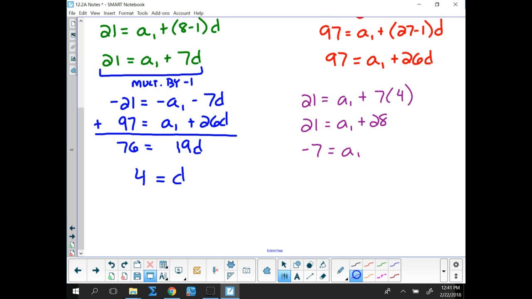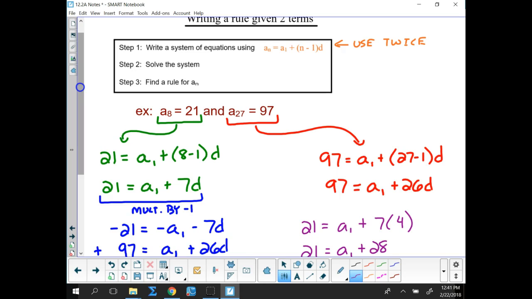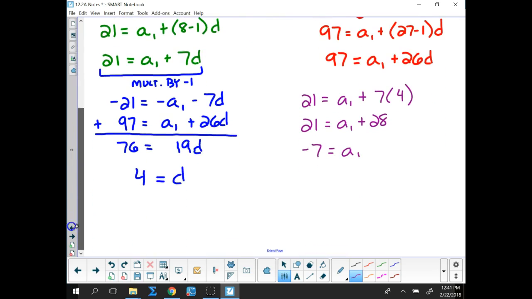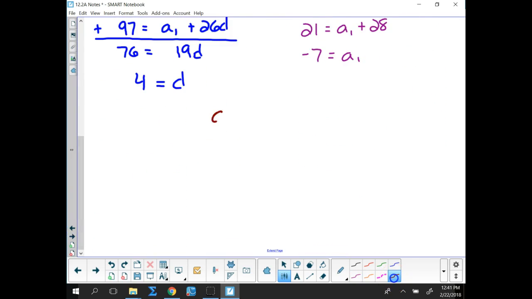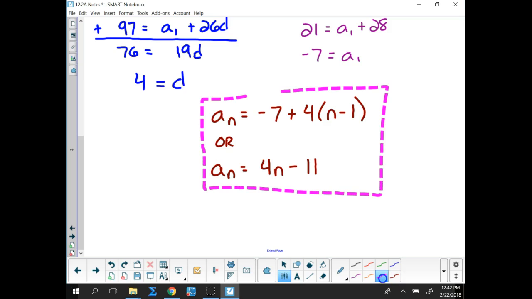Which means then that my rule, which is step 3, my rule then is a sub n is equal to my first term, negative 7, plus, oops, I should put d in there first, plus d, which is 4, times n minus 1. Or, a sub n is 4n minus 11. Okay.